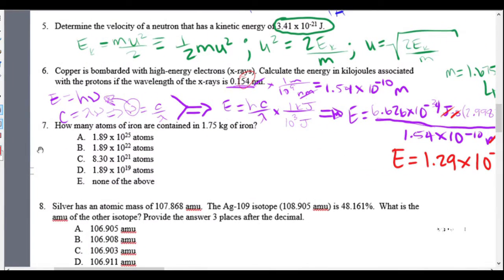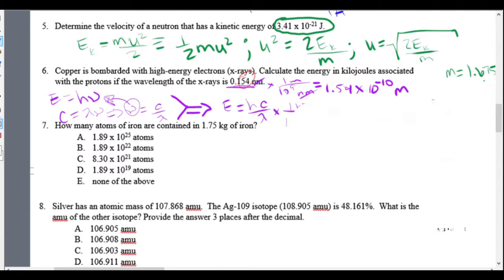Alright, how many atoms of iron are contained in 1.75 kilograms of iron? Let me take a quick second and clear some stuff out for us, just so I don't run into the same mess that I just did. Okay, cool. Let's go with black. So we have 1.75 kilograms of iron, and we want to turn that into grams so we can use it. So 1 kilogram is equal to 10 to the 3 grams of Fe, since we're still talking about iron.